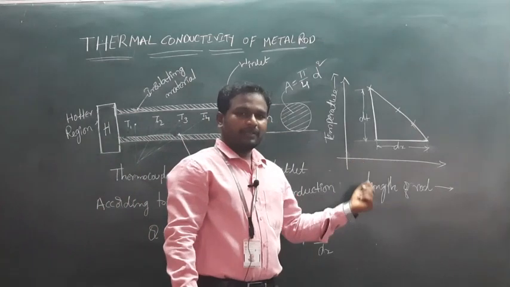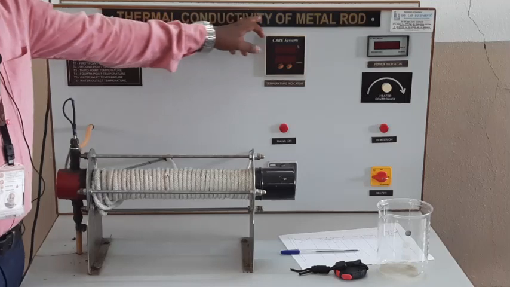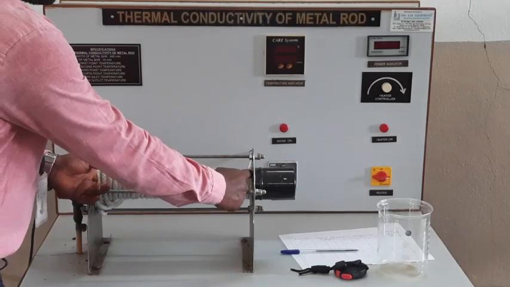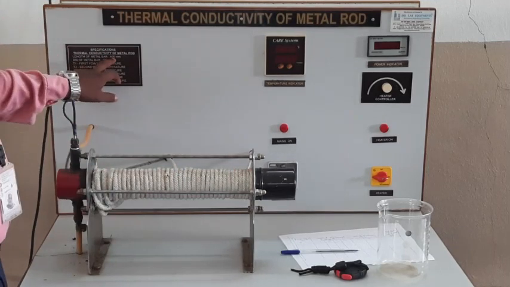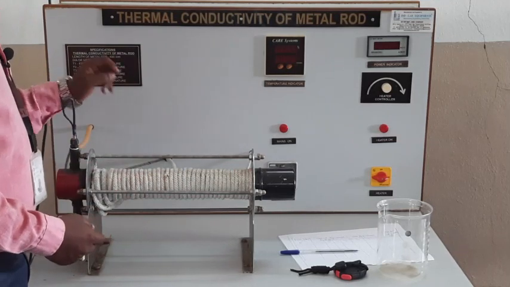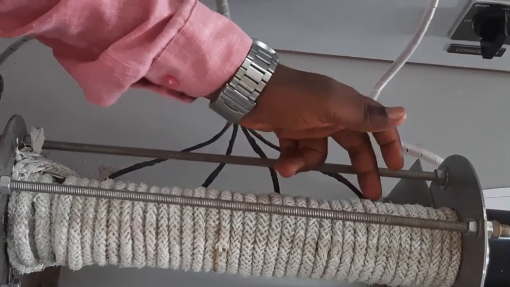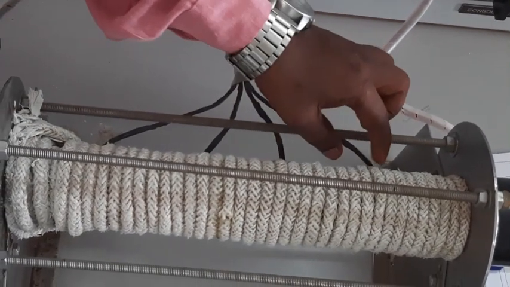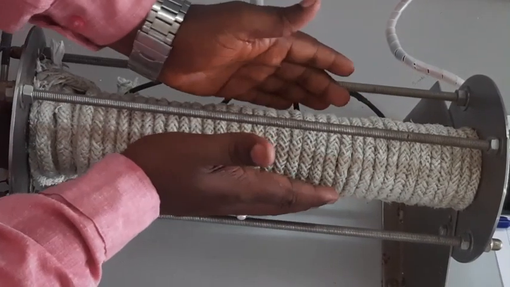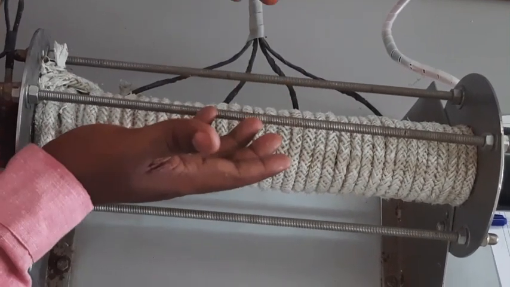Let us go with the experimental setup. This is the experimental setup of the thermal conductivity of metal rod experiment. This is the copper metal rod. The length of the copper metal rod is 400 mm and the diameter of the copper metal rod is 20 mm. Here, four thermocouples are mounted on the surface of the copper metal rod at equal distances, and this one is the insulating material provided around the copper metal rod to resist the flow of heat in the radial direction.